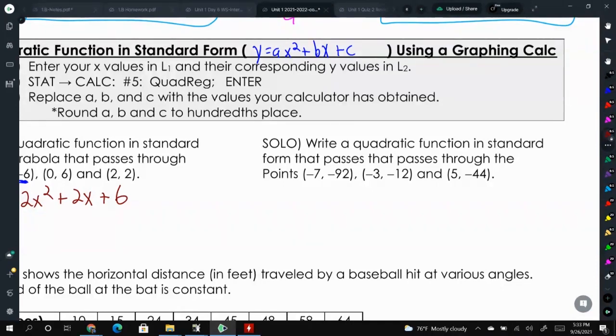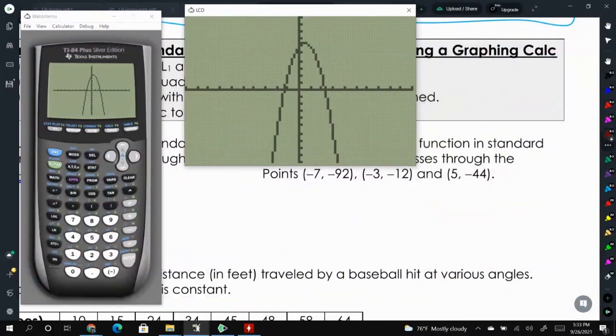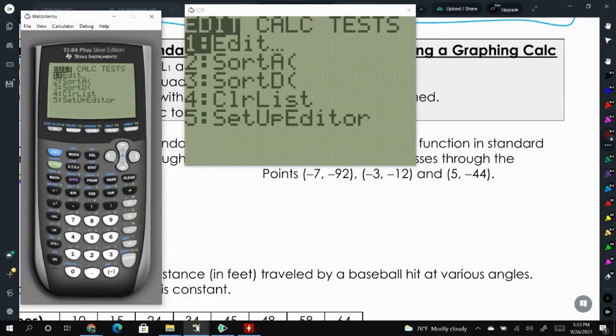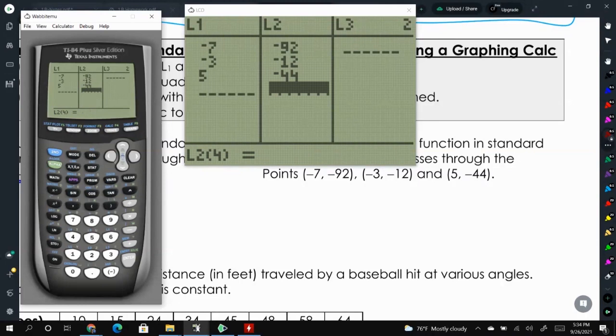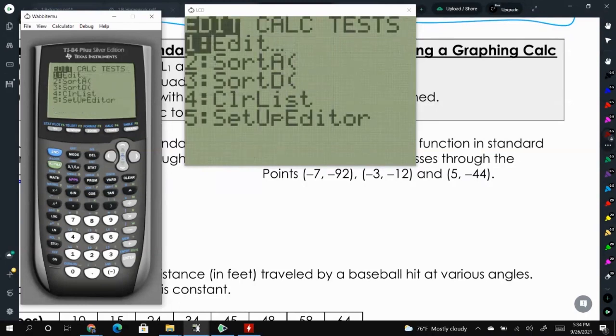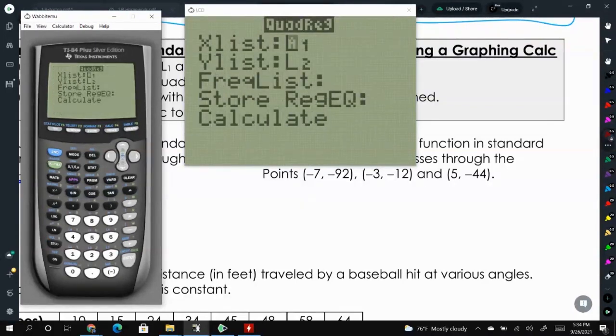All right, now this example here, I know it says solo, and I would normally want you to do it on your own, but just in case, I want to go through these steps again. So stat, edit, and then I'm going to put negative 7, negative 3, and positive 5. So all of those x values. Then for the y values, negative 92, negative 12, negative 44. So that's good. Stat, go over, go down to quad regression.